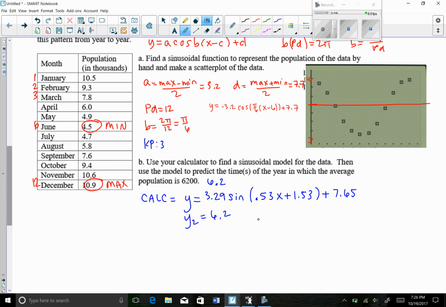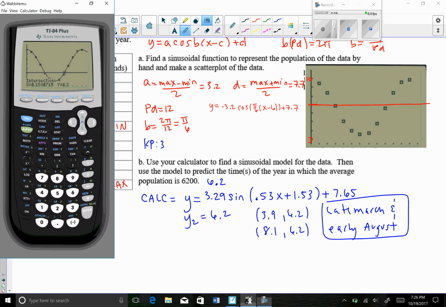So I'm going to write that down here. So we got 3.9, 6.2 for the point, and the other one was 8.1 was when we had 6.2 for our population. So again, this is late March and early August for that. So that would be my solution.